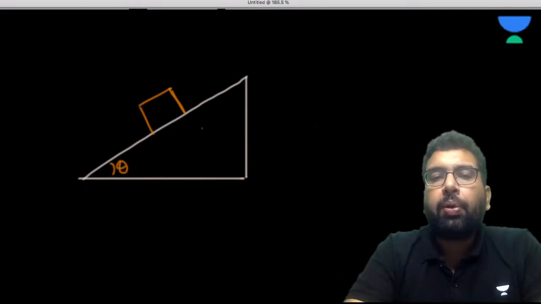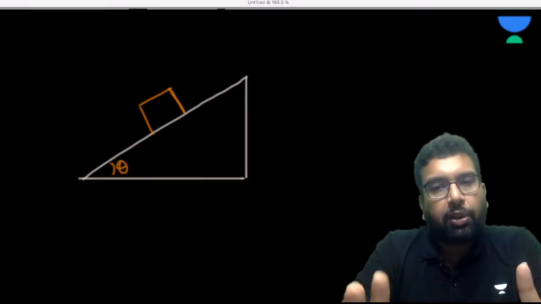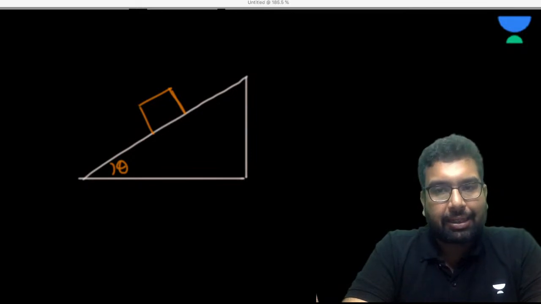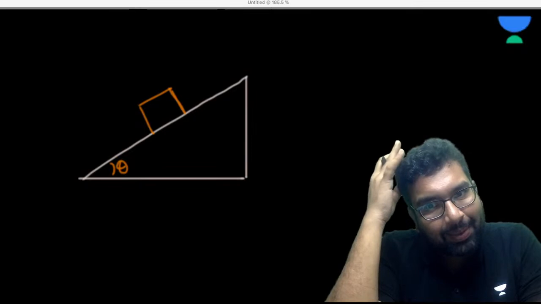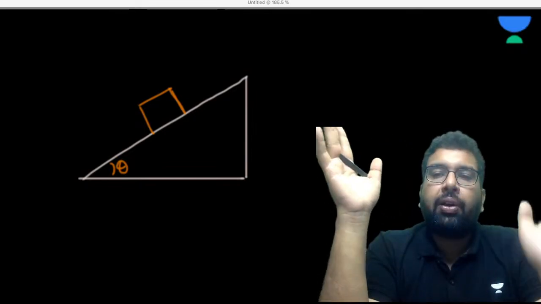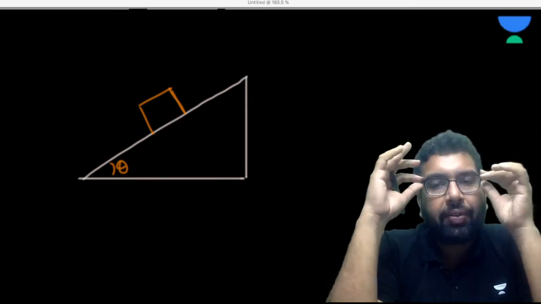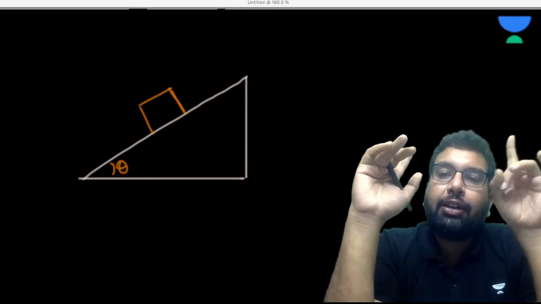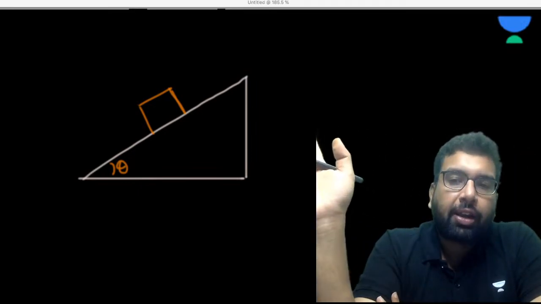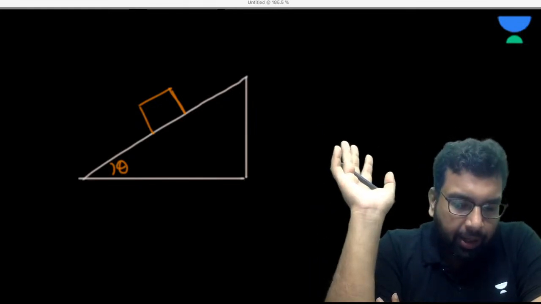Now please remember, you can take the resolution of a vector in any two perpendicular axes. The plural of axis is axes, right? So if there is a vector like force, velocity, acceleration, or any vector, you can have the component of that vector in any two mutually perpendicular directions. Not necessarily in x and y direction. Are you getting my point?